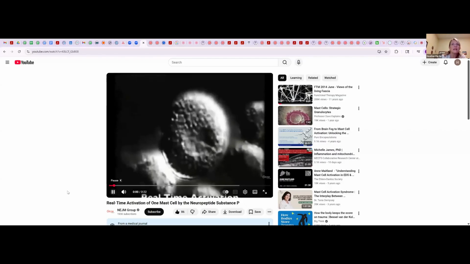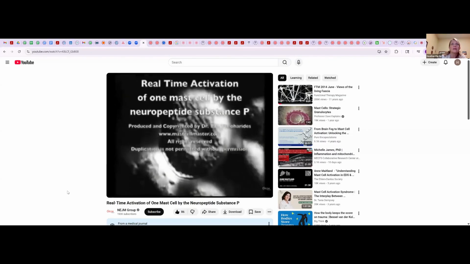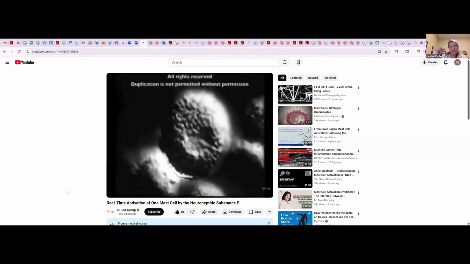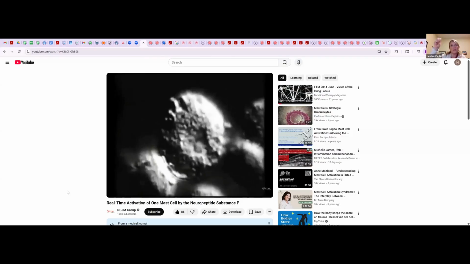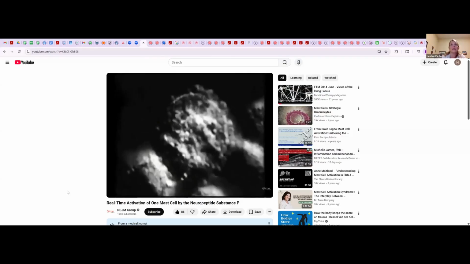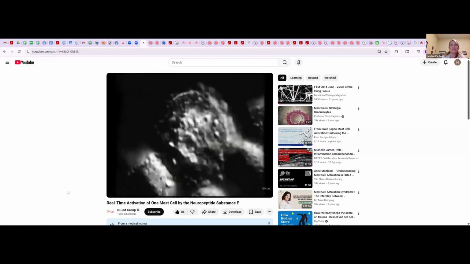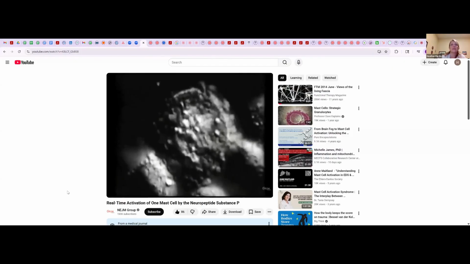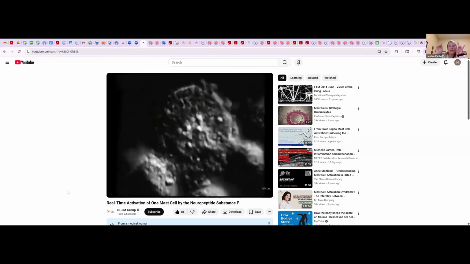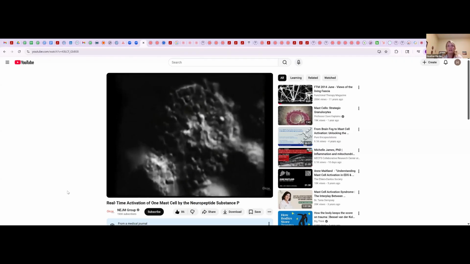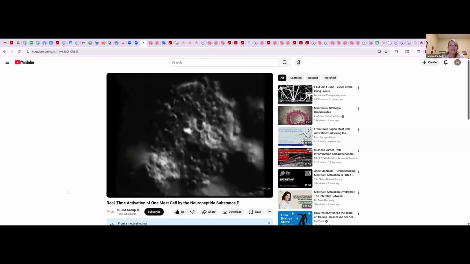Here we go. Okay. All right, so here's the video. This is a mast cell, and substance P is like a big, large pain molecule that's being dropped into the petri dish. And look at all the little spiky things that start forming on the mast cell. And then you start seeing little bubbles coming out. It's like little chemicals are coming out from the mast cell. So that's an ugly looking mast cell.